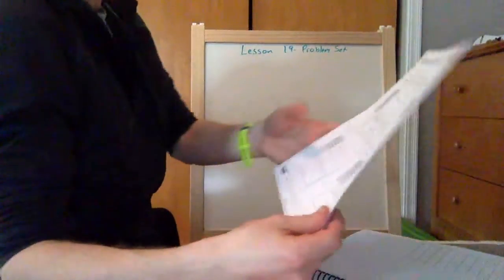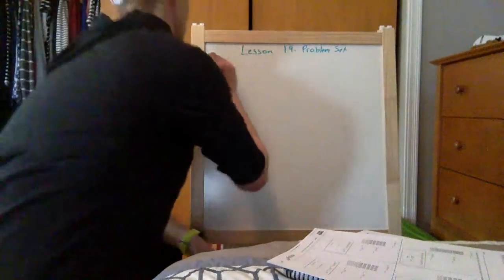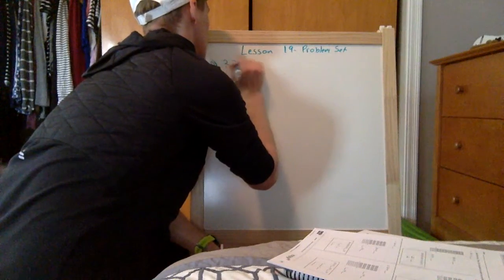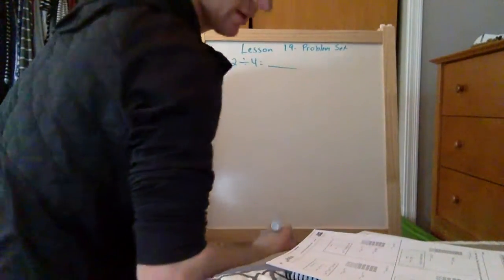Last one today. Letter D. So, 32 divided by 4 equals 8. Right? Look at it.